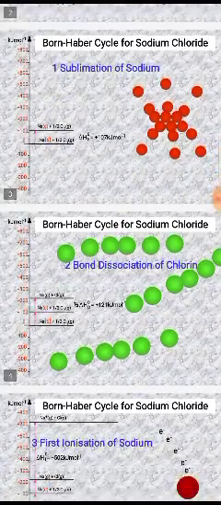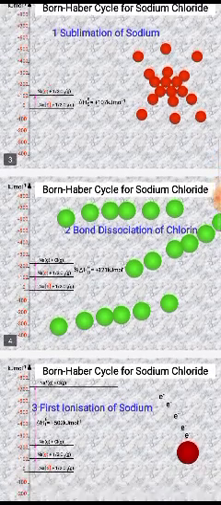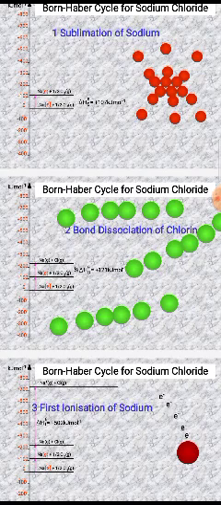In the Born-Haber cycle of sodium chloride, another reaction is the bond dissociation of chlorine. In the gaseous state, Na and Cl2 combine to form Na in the solid state and Cl2 in the gaseous state, which gives the enthalpy for one half Cl2, which is 121 kilojoules per mole of energy.